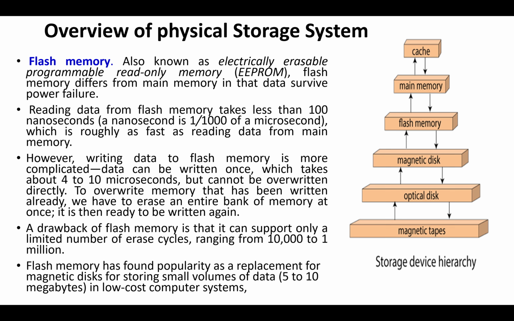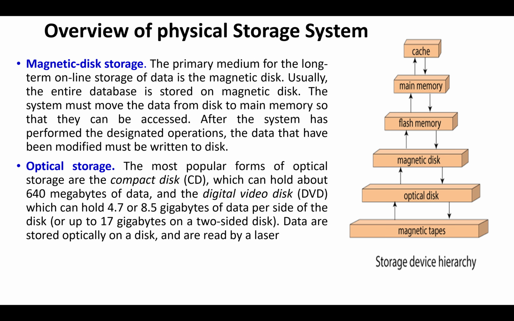However, writing data to flash memory is more complicated. Data can be written once, which takes about 4 to 10 microseconds, but cannot be overwritten directly. To overwrite memory that has been written already, we have to erase an entire bank of memory at once. It is then ready to be written again. A drawback of flash memory is that it can support only a limited number of erase cycles, ranging from 10,000 to 1 million. Flash memory is also found popularly as a replacement for the magnetic disk for storing small volumes of data, like 5 to 10 megabytes, in low-cost computer systems.